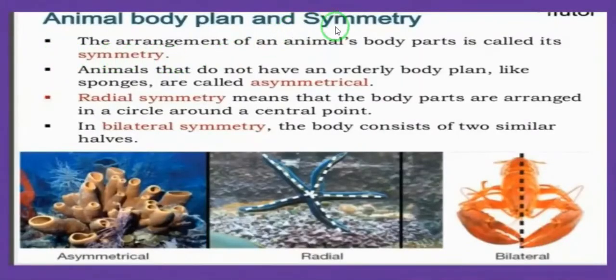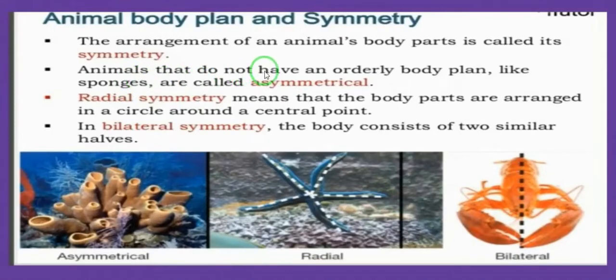Animal body plan and symmetry. The arrangement of an animal's body parts is called its symmetry. There are three types of symmetry: asymmetry, radial symmetry and bilateral symmetry.